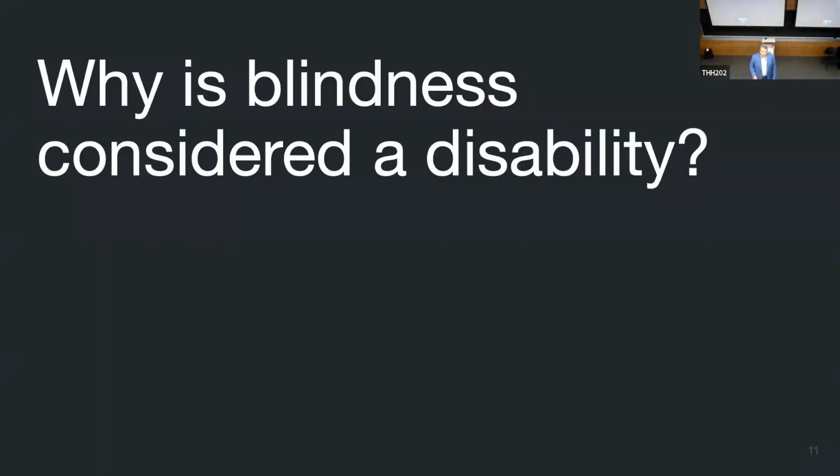Can anybody tell me, why would blindness be considered a disability? Probably not the correct answer, but I think there's like 2% that are colorblind, and there's a lot of visuals that are used with colors and stuff. So that person would not be able to distinguish between the colors. All right, we have a couple others.